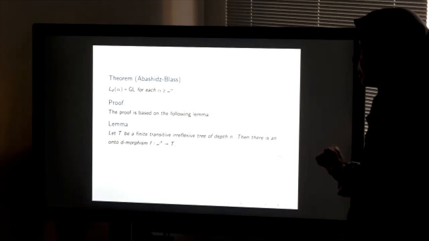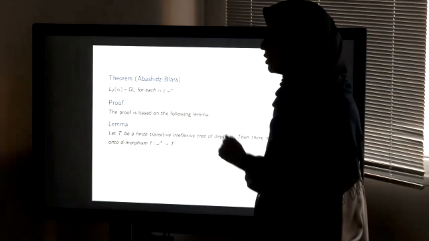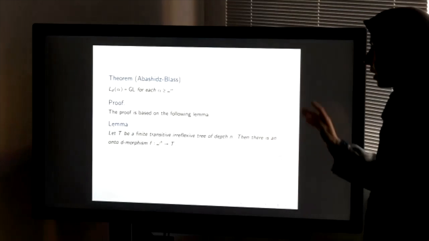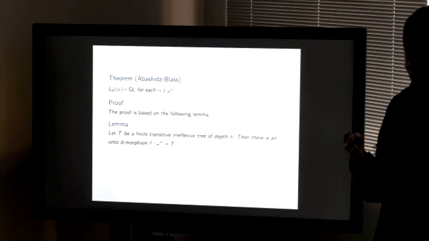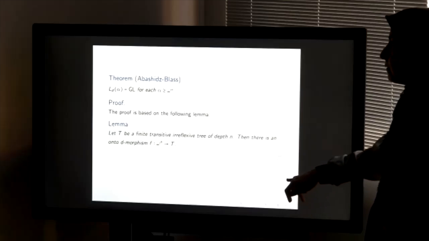This proof is based on the following lemma, which shows that for any finite transitive irreflexive tree of depth n, there is an onto d-morphism from omega to the power n. We can find this proof in some of the literature about the topological semantics of GL.